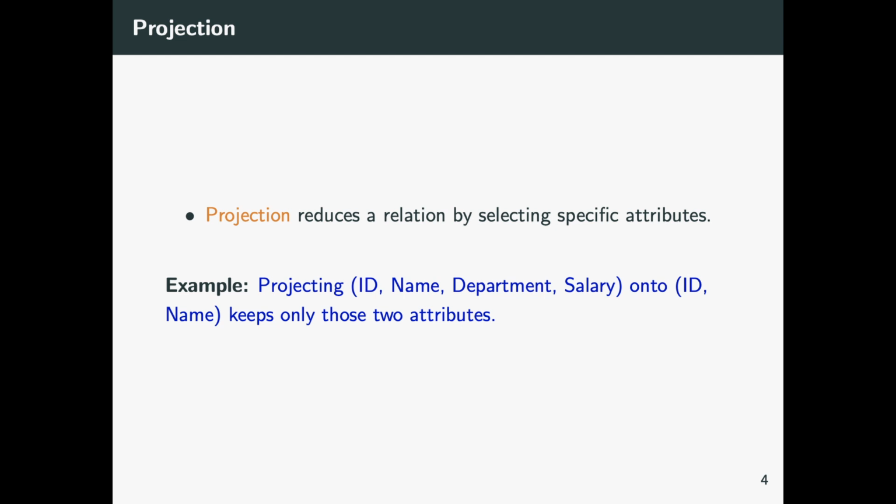For example, if a relation R contains ordered tuples associating an employee's ID, name, department, and salary, then projecting this relation onto ID and name results in a relation containing only those two fields. Projection reduces the number of attributes in a relation, but keeps all tuples that remain meaningful under the reduced structure.